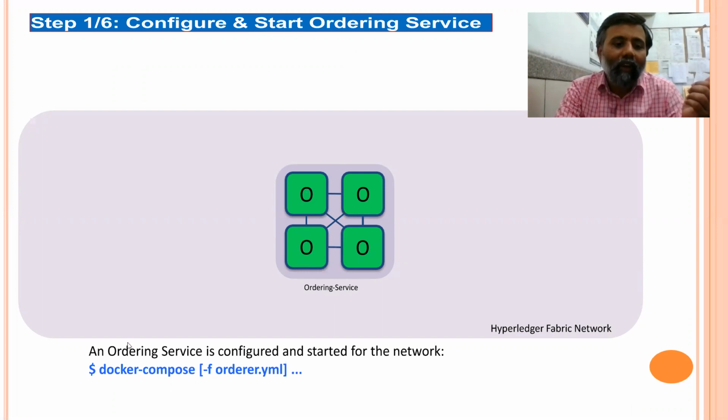And for that, we have a CLI command, and it can be an SDK in different programming languages. The SDK platform can be used for the same purpose. So we have simple commands for that. So an ordering service is configured and started for the network, and we know that it can be configured. So certain commands can be used for that.